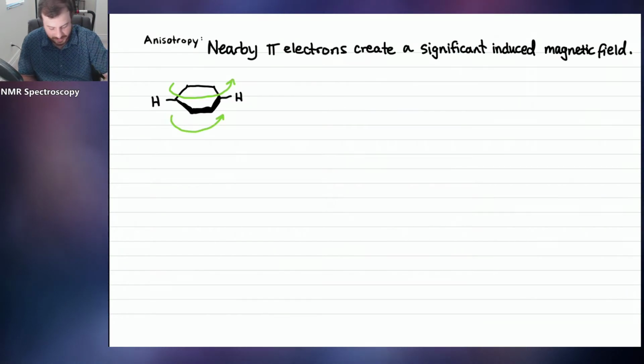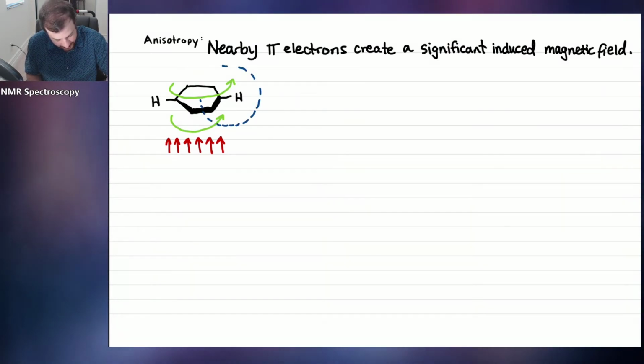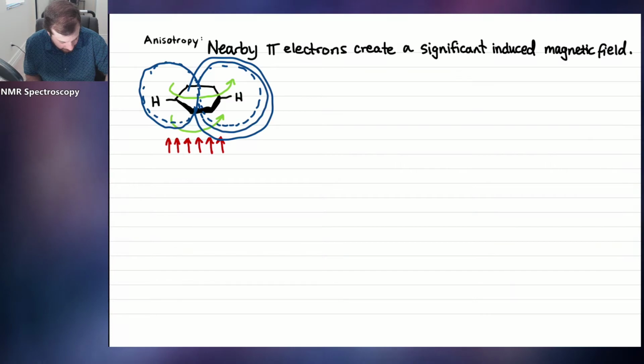And when we put this benzene in a strong applied magnetic field, remember that causes the electrons to start circulating, and then the molecule is going to create its own magnetic field that opposes the applied magnetic field. We talked about this in the first lesson. So if I draw the little magnet lines that are going to be generated by the induced magnetic field, they end up looking kind of like this. And these lines are facing in a down direction.